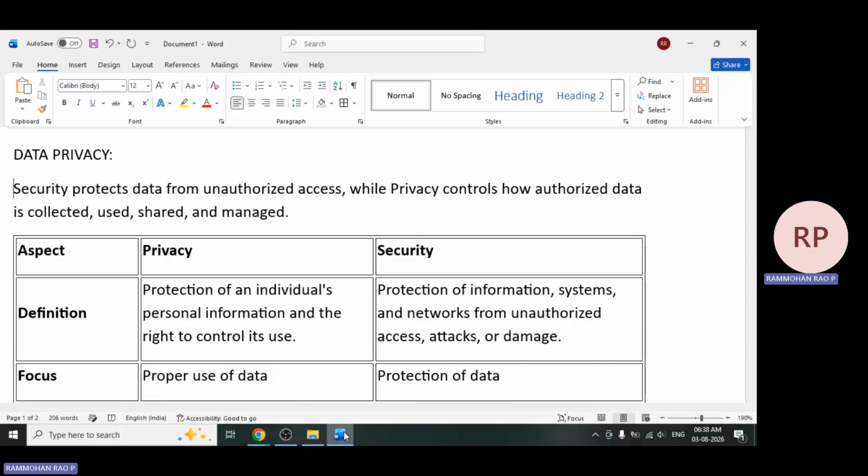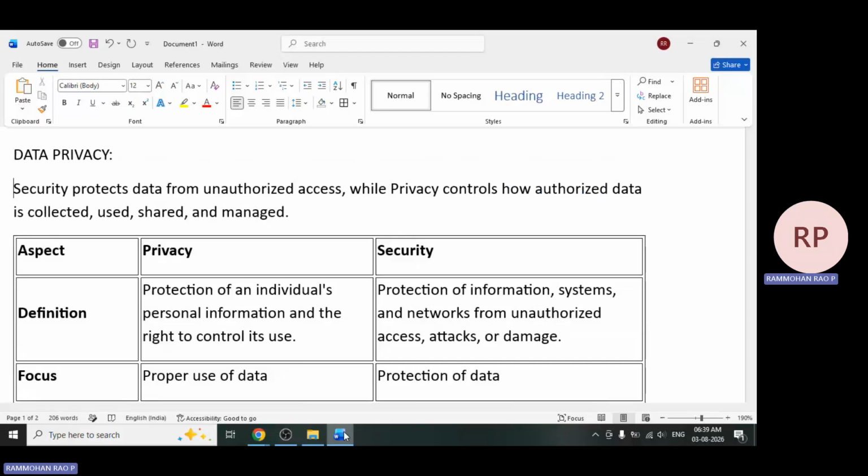Security protects the data from unauthorized access, while privacy controls how authorized data is collected, used, shared, and managed. What do you mean by this? I'll give you a simple example. Why do we use strong locks in our house? When we go out, we lock the doors and use a better locking mechanism. The purpose of using strong locks is to secure our house.